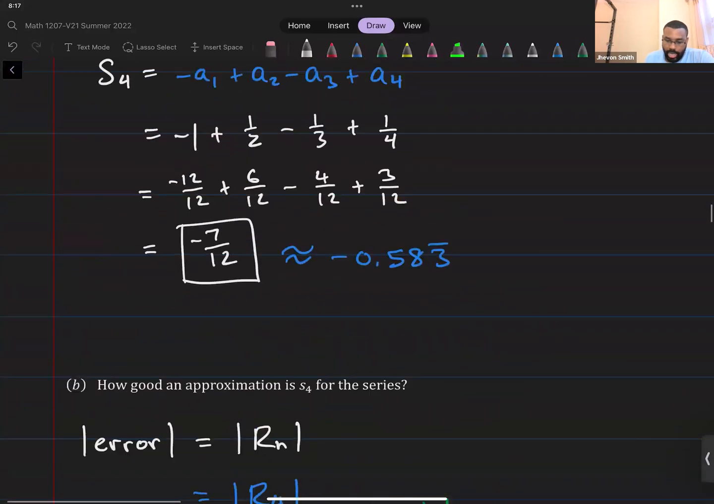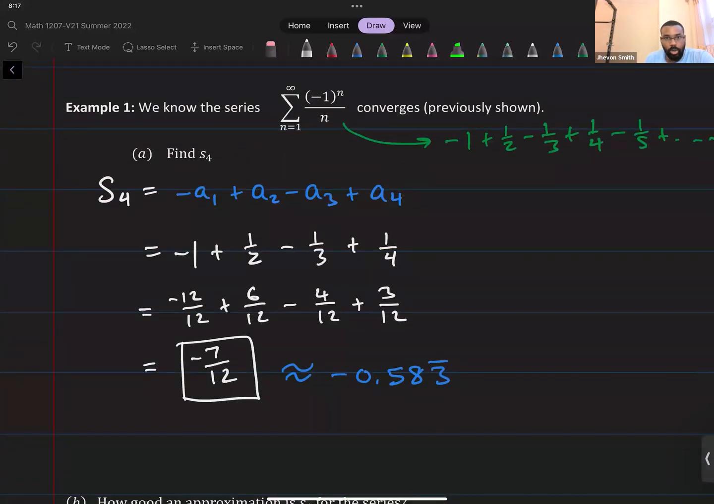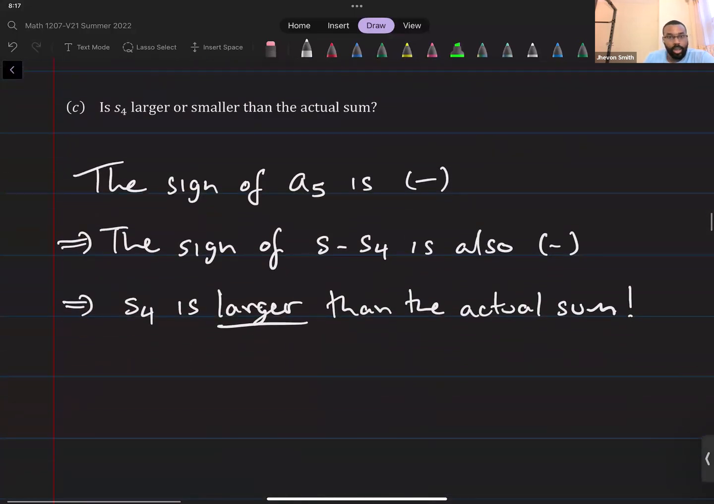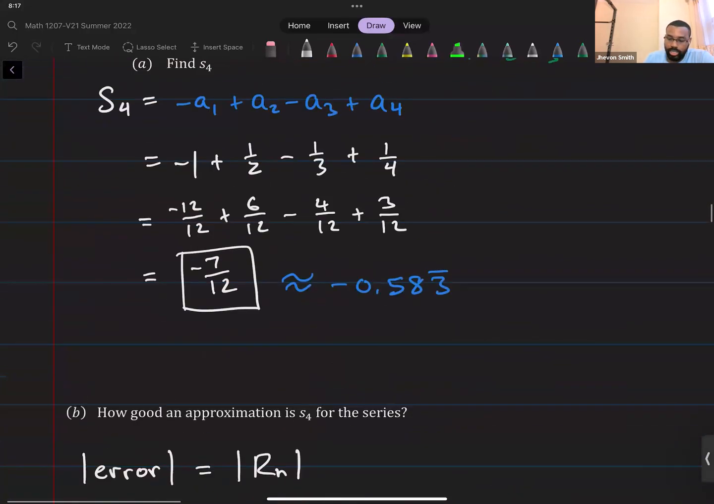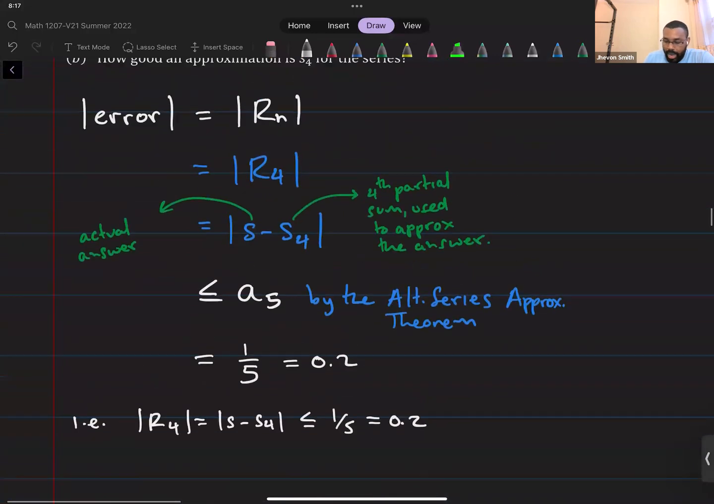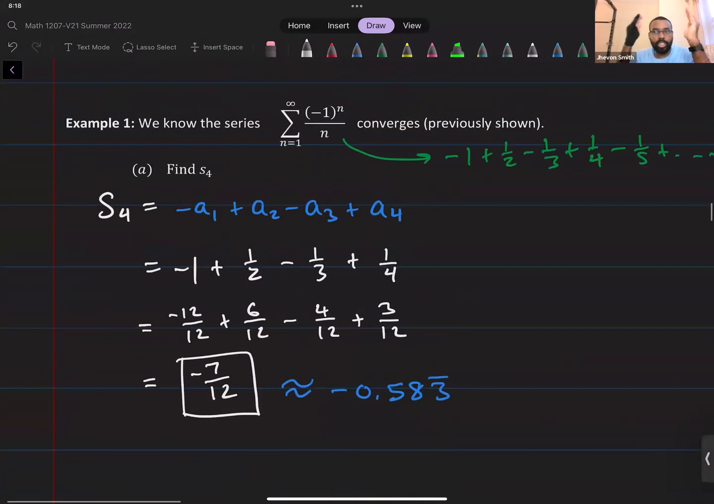So S4 is actually minus 7/12, which is like minus 0.58. This is actually bigger than what the real answer is. That's what we know already. We also know that not only is it bigger, but it's bigger by at most 0.2. So the actual answer will be anywhere between minus 0.5 and minus 0.7, is essentially what we can discover just from doing these very simple calculations.